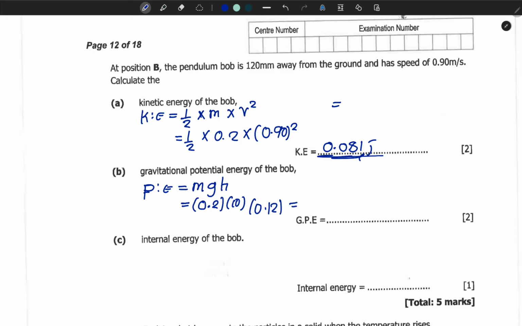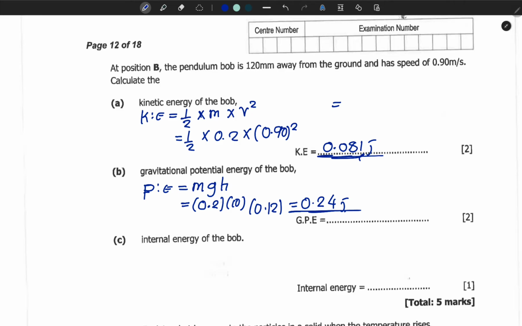So we'll say 0.2 times 10 times 0.12. So I'm getting 0.24 joules. Then internal energy of the bob.